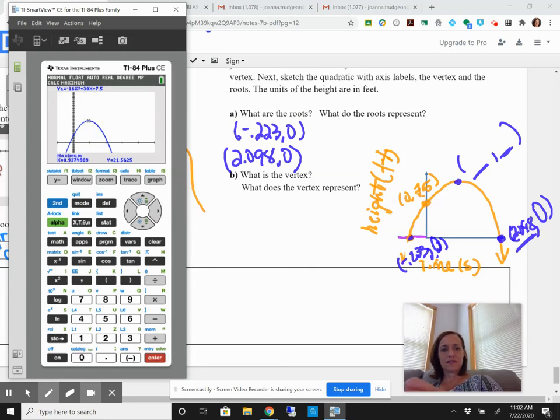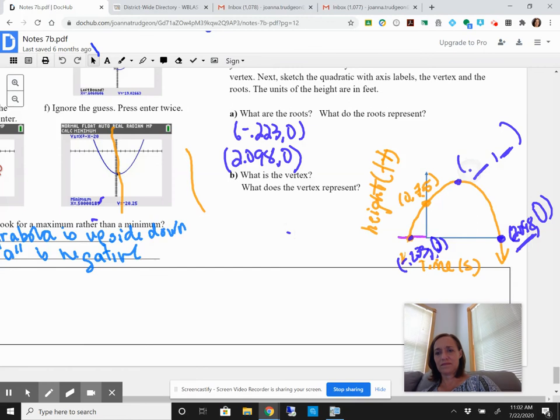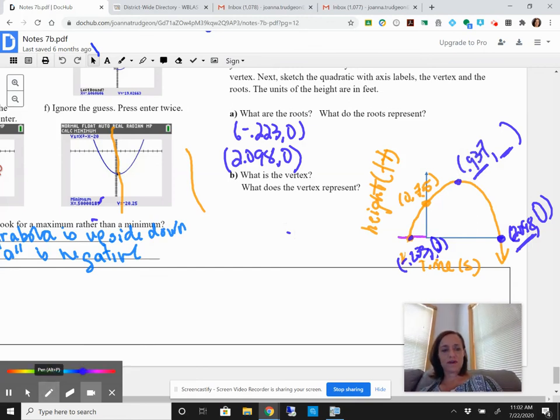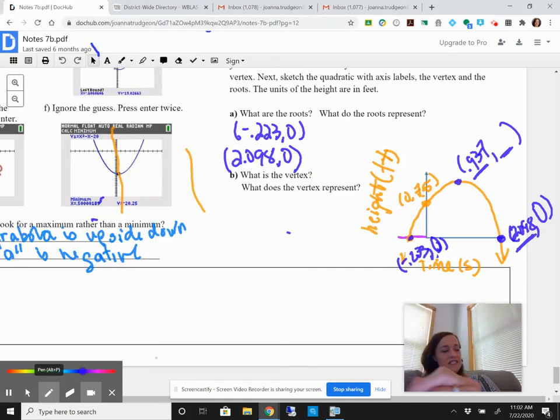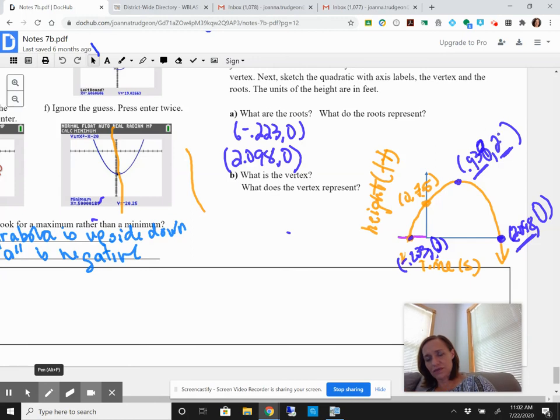And I get 0.937 for my H and my Y, I get 21.563. And actually, it should be an 8. 21.563. That goes right here.